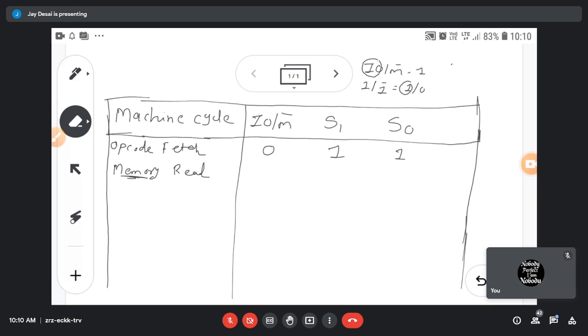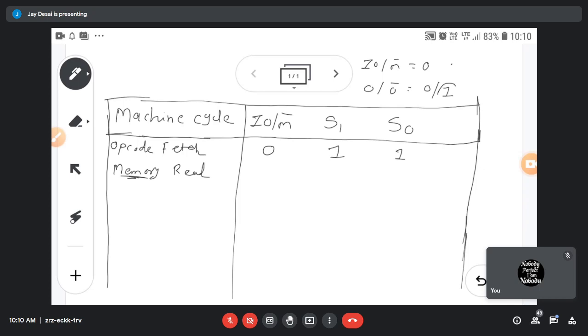So what do you have to put to select the memory? 0. If you put 0 on IO slash M bar, it means 0 slash 0 bar, so 0 slash 1. So it selects memory. So for memory, you put 0 here, S1 on 1 and S0 on 0. If the status of the S1 pin is 1, S0 is 0 and IO slash M bar is 0, it means that right now the processor is doing a memory read operation.